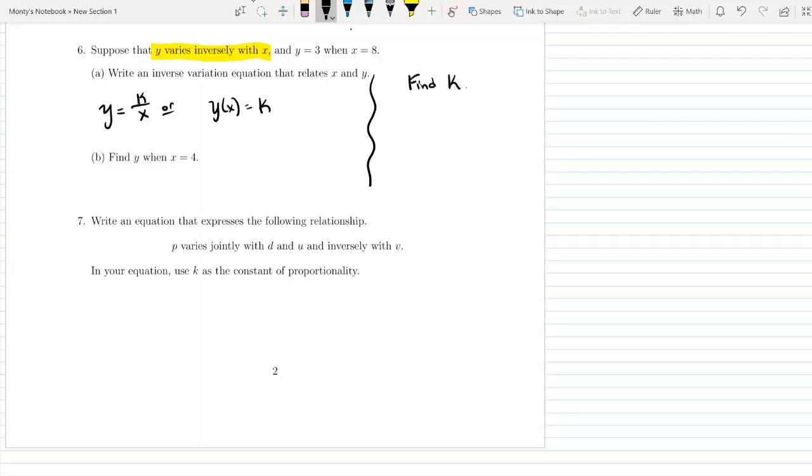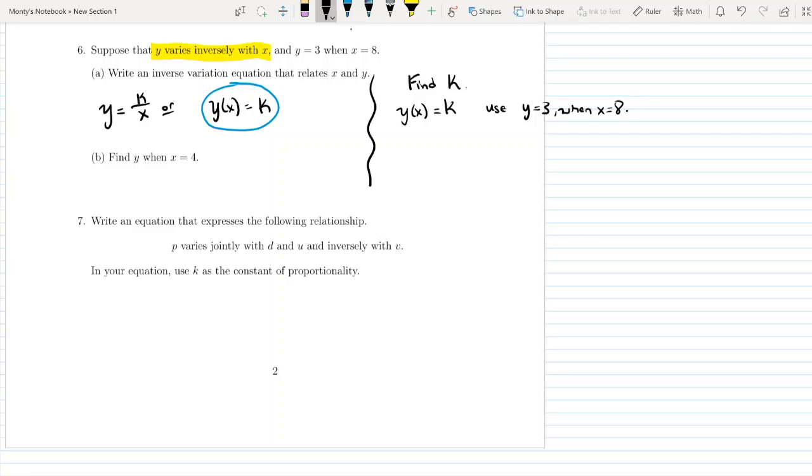Now, for this example, let's use this one. Up above, we used the other one, but this equation here is set equal to k, right? So all we have to do is plug in what we have. We know that y is equal to 3 and x is equal to 8. That'll tell us our k. So again, we're looking at y times x is equal to k. We're going to use y is equal to 3 when x is equal to 8.